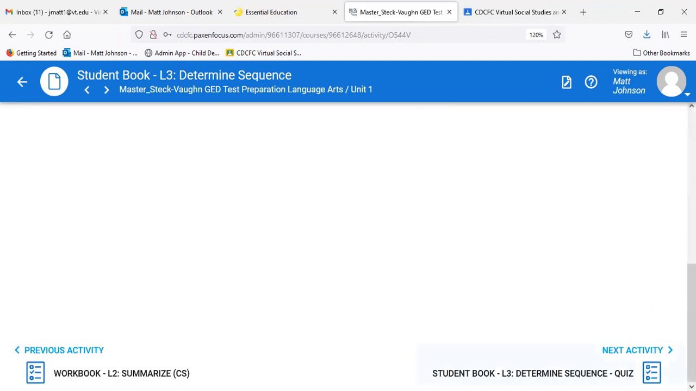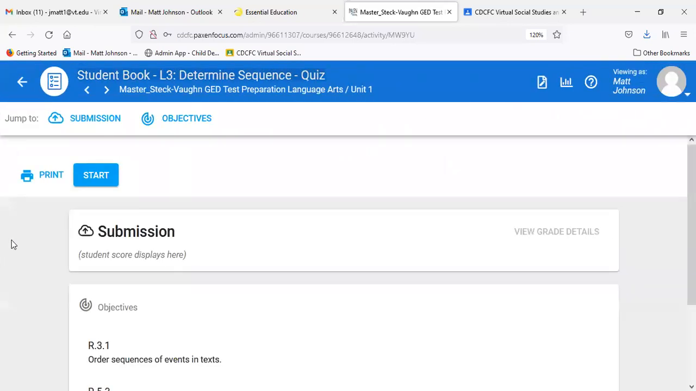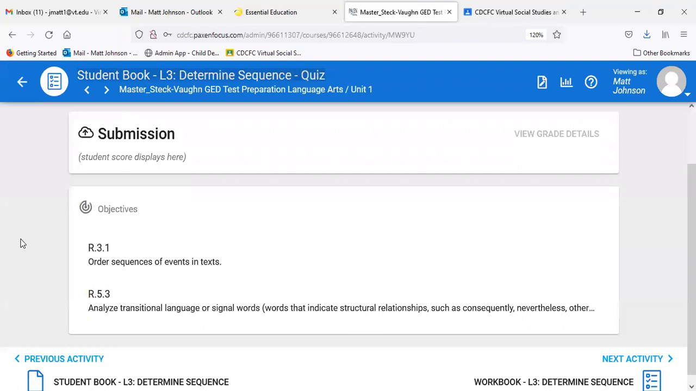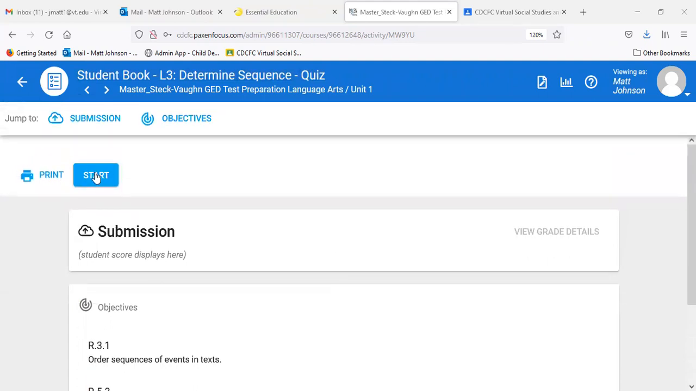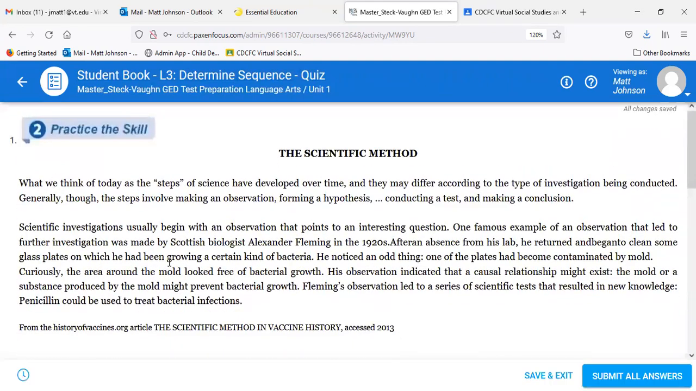So let me go ahead. Next activity. Moving on to student book, lesson 3 quiz. All right. Everybody get caught up here. Go ahead and open it. Let's start. Fortunately, it brought us to the top of the screen, not somewhere down the middle.